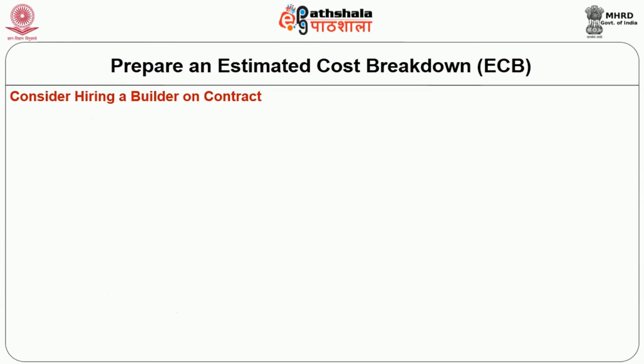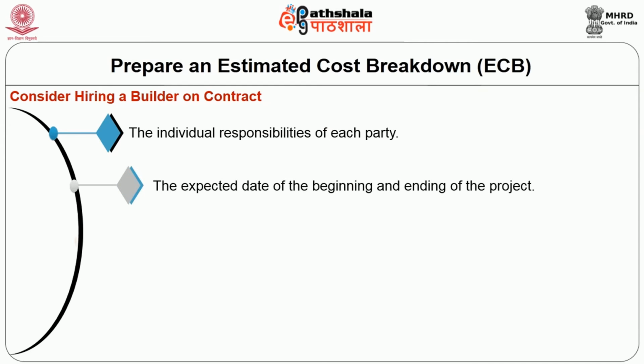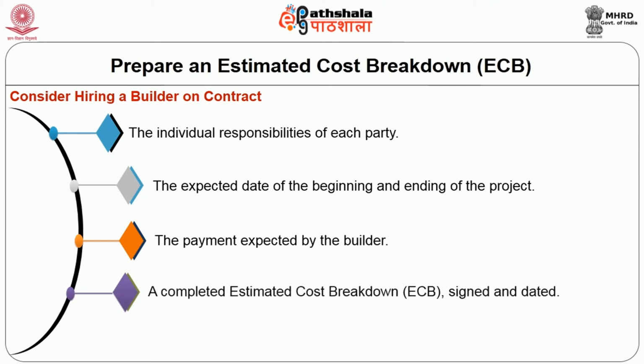Now the contract should include: 1. The individual responsibilities of each party, the expected date of the beginning and the ending of the project, the payment expected by the builder, the complete estimated cost breakdown signed and dated, and provisions for changes.